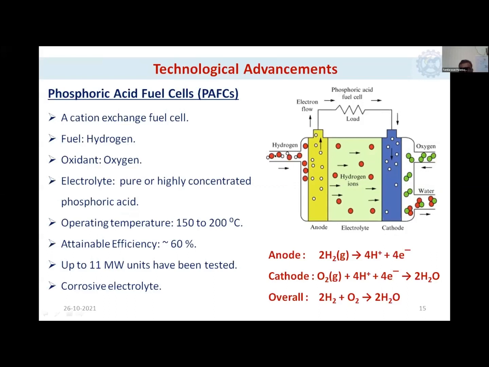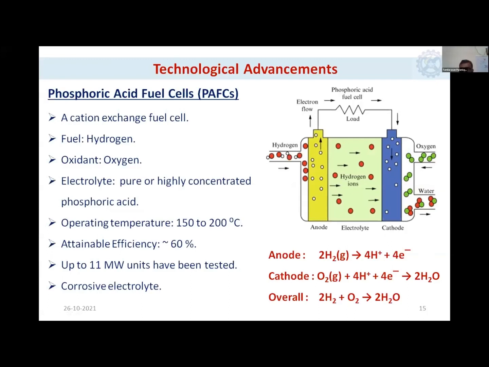So you will use hydrogen as a fuel at the anode, and it will be dissociated into protons and electrons. The protons will pass all the way through the electrolyte to the cathode, and the electrons will pass through the outer circuit through the load and reach the cathode. At the cathode, the proton and electron will together reduce oxygen into water.